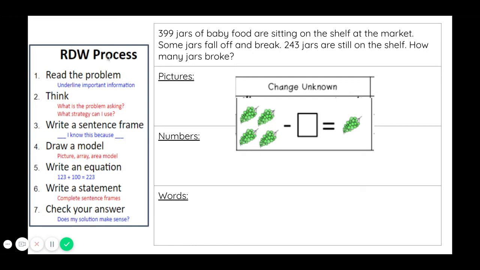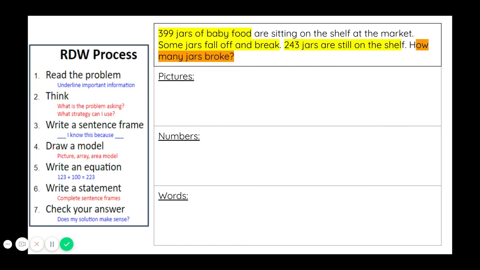We know at the beginning there's 399 jars of baby food. Then some, we don't know how many, fall off and break. And what's left is 243 jars. I'm going to read it again and underline my important information. 399 jars of baby food are sitting on the shelf at the market. Some jars fall off and break. 243 jars are still on the shelf. How many jars broke? I'm thinking, I know that this is a change unknown. I'm going to use subtraction as my strategy to find out what that change was.